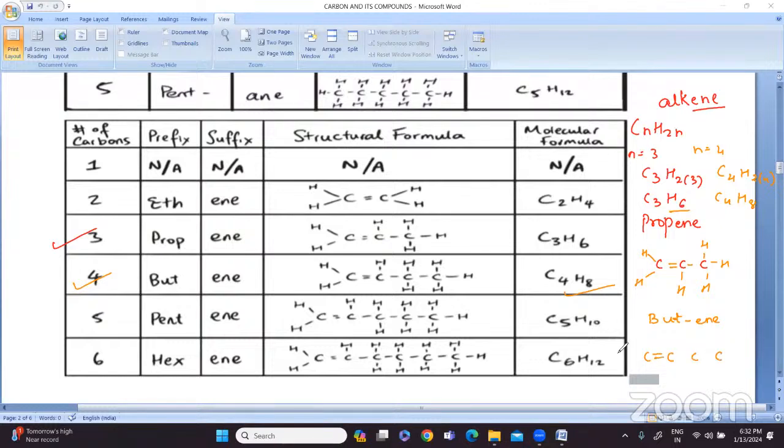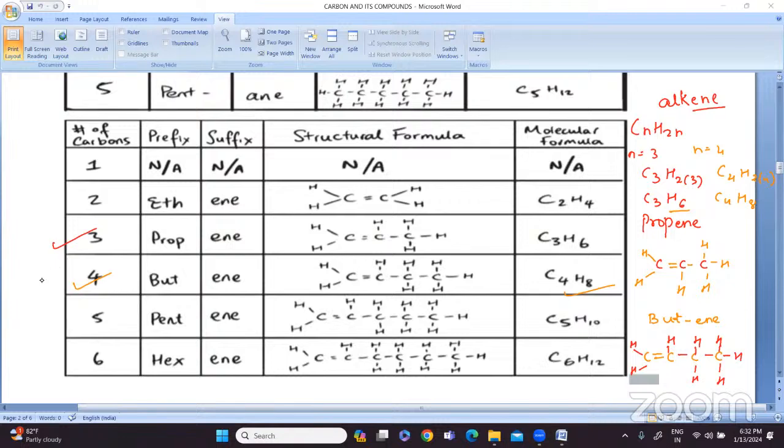Between any two of the carbon atoms there will be a double bond. Now we'll write the structure, adding the hydrogens: 1, 2, 3, 4, 5, 6, 7, and 8. So this is the structure of butene.